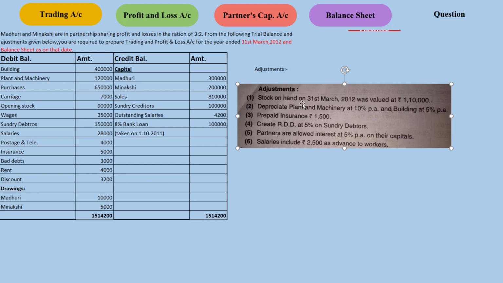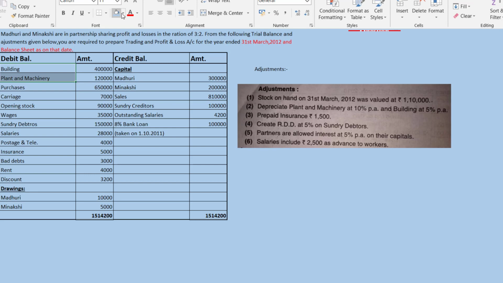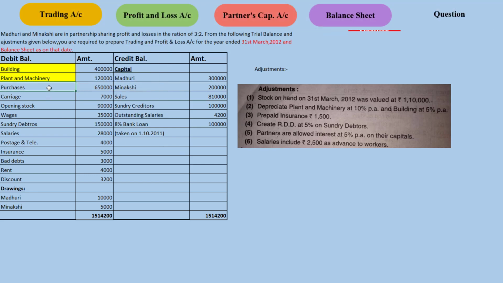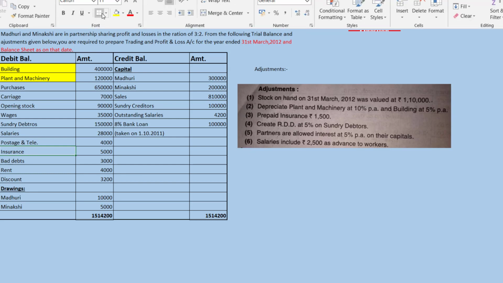Stock on hand on 31st March 2012 was valued at rupees 1,10,000. Depreciate plant and machinery and building at 5% per annum. So put a tick on building and plant and machinery, because an adjustment is there. For our information, you need to put a tick on this. Prepaid insurance. Again go to the trial balance and put a tick on insurance.